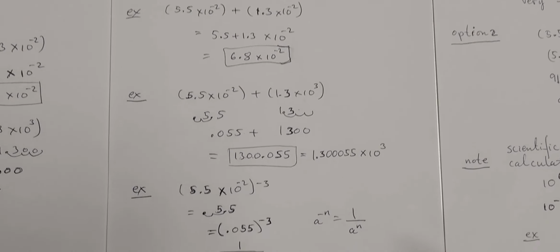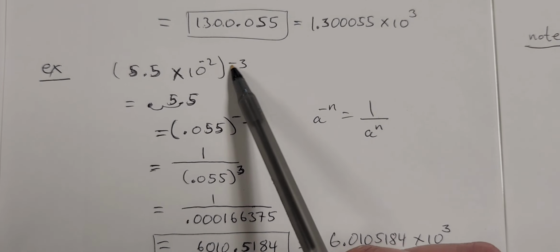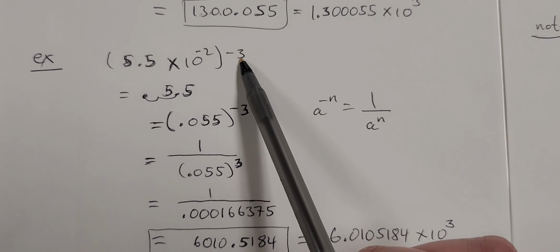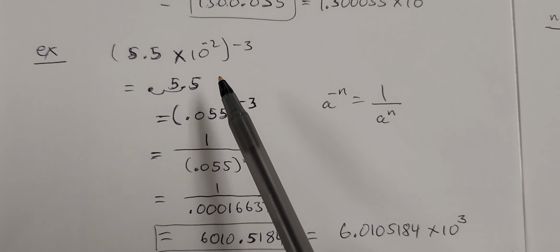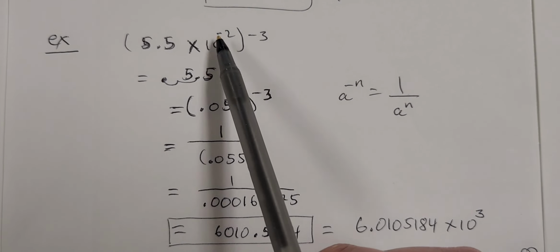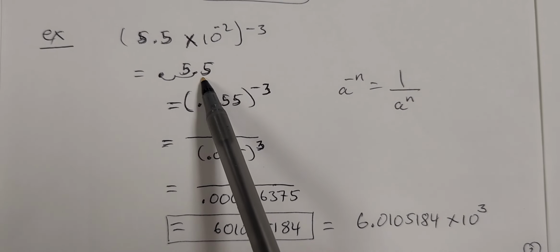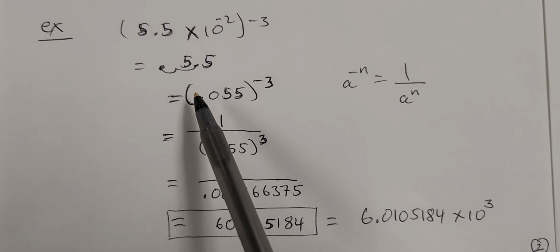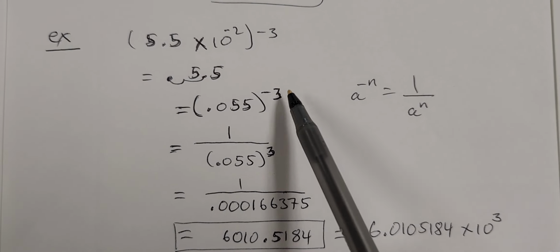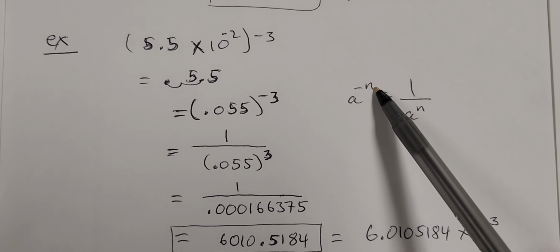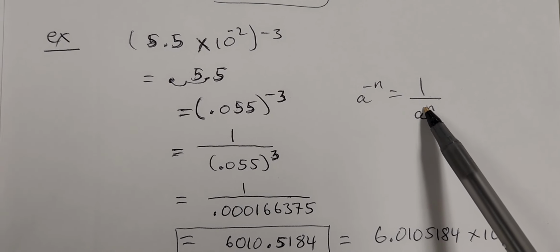Okay, and then the next example: what happens if I have a power outside like this right here and it is -3? So the first thing we need to do is change the inside into standard notation. Since this is -2, move the decimal to the left 2 times, so it comes out to be 0.055. Now we deal with the negative power. Based on the rule of negative powers, I take that power, bring it to the bottom, and then the negative goes away.